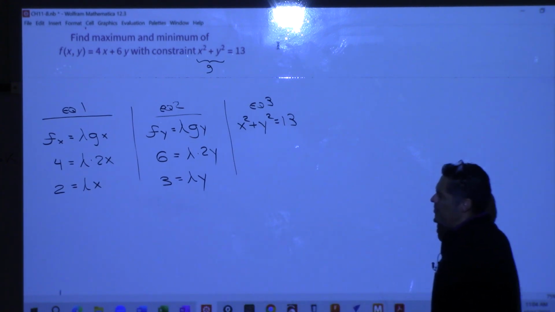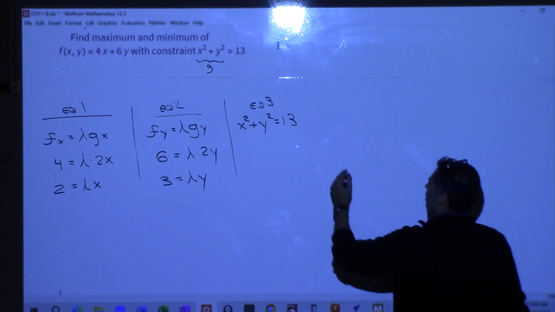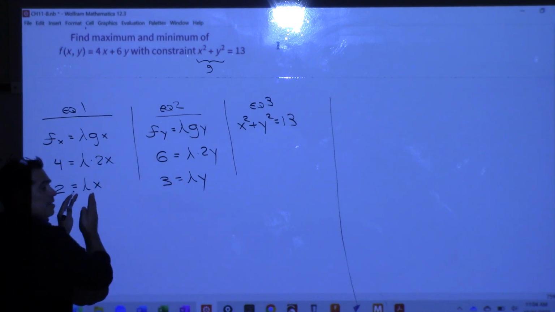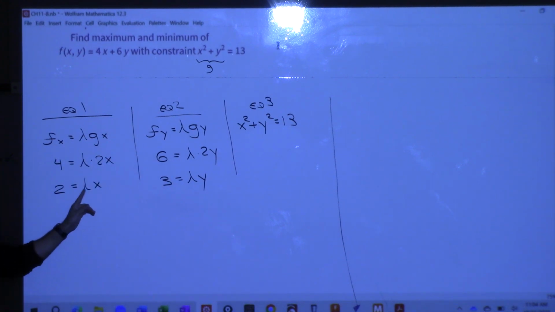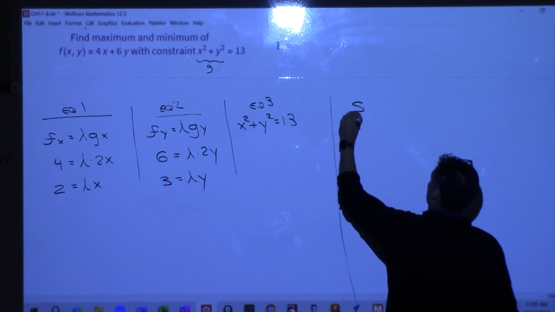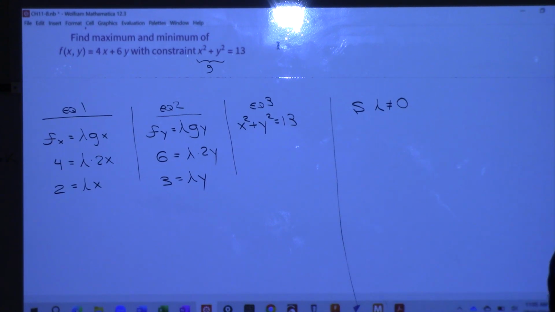So what can I do? Well, here's something I can do. Let me see about trying to solve this for x. If I solve this for x, I have to divide by lambda, don't I? But then I have to promise that lambda is not 0, right? Because then I have division by 0. So I'm going to start here first. Suppose lambda is not 0, all right? Just letting you know lambda is not 0.